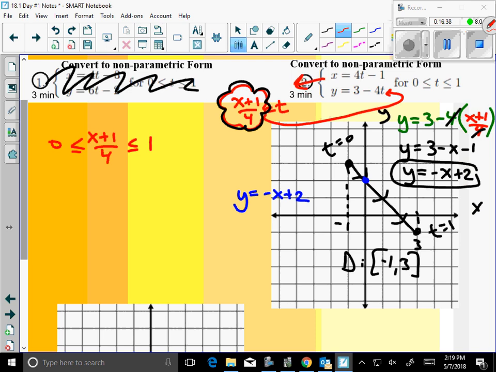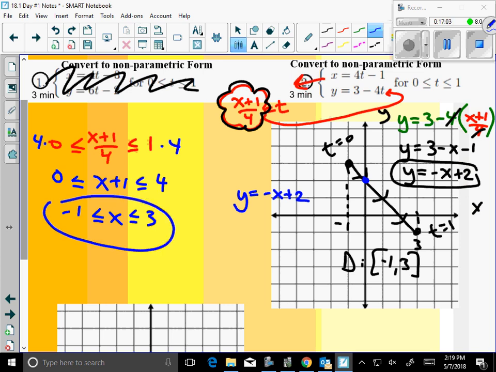What should I do first to solve for x, the interval at which x exists? I'd multiply by what? Multiply by 4 on both sides. Well, that's not going to change the left. That'll be 0. In here, I'll have x plus 1. Over here, I'll have 4. Then what? Subtract 1 from both sides. Oh, look at that. And negative 1. Same domain. Yeah.